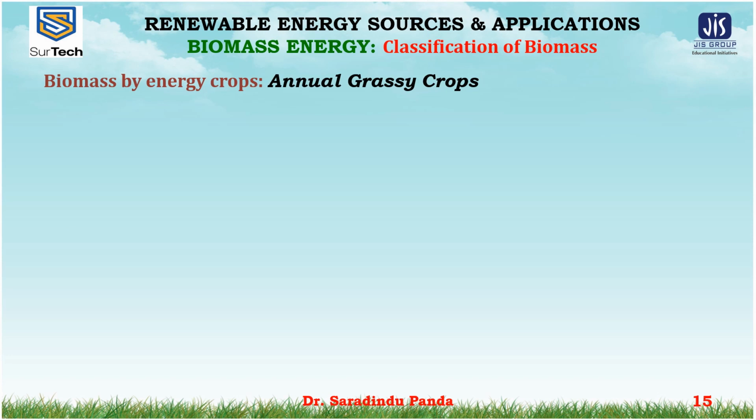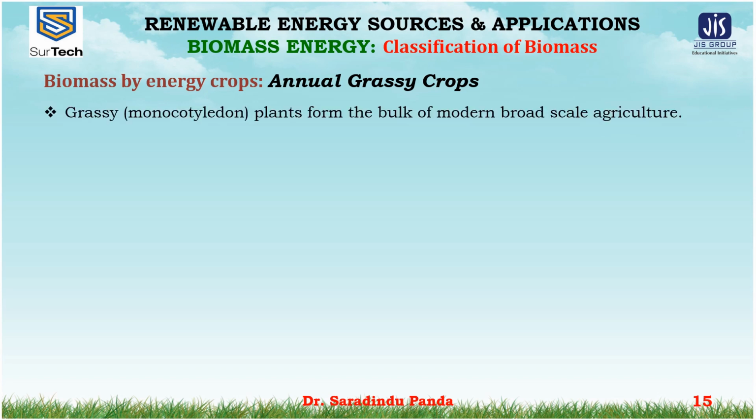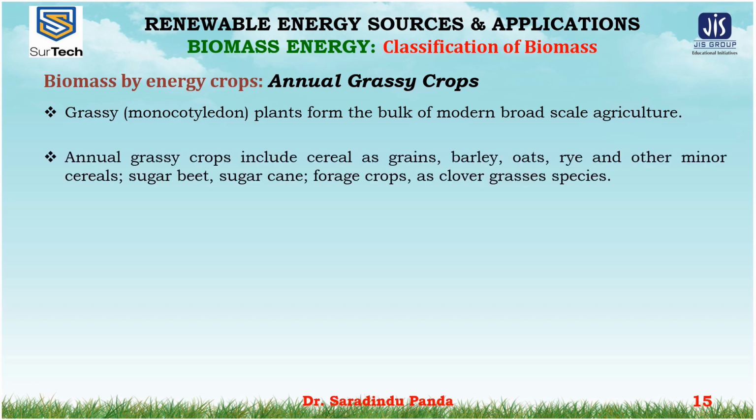So now the elaborate discussion of the biomass sources or the classification of biomass, that is biomass by energy crops, that is annual grassy crops. The grassy monocotyledon plants form the bulk of modern broad-scale agriculture. Annual grassy crops include the cereal grains, barley, oats, rye and other minor cereals, sugar beet, sugarcane, forage crops such as clover and grass species.